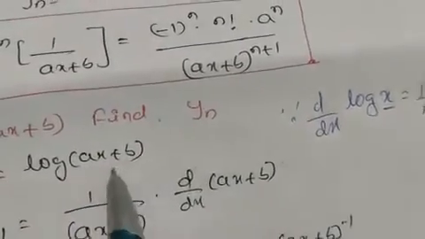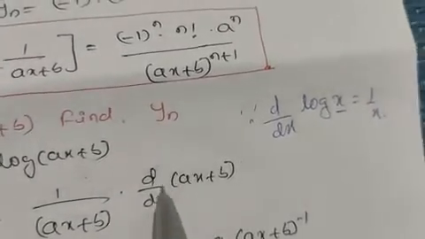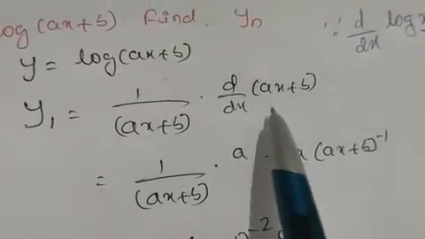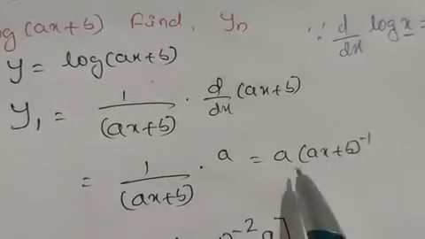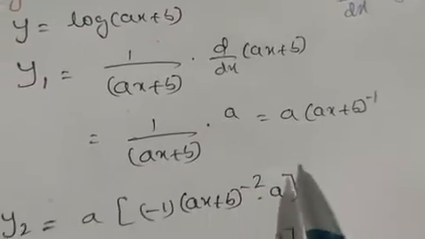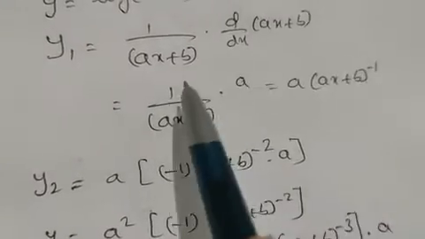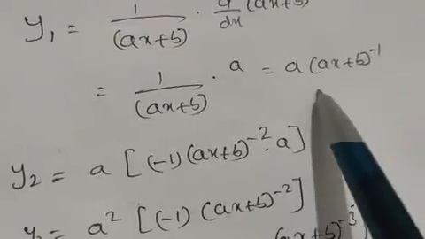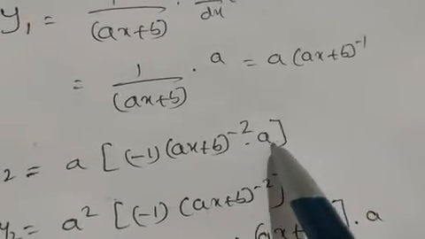Since ax plus b is not simply x, you have to differentiate it. So it is 1 divided by (ax plus b) into the derivative of ax plus b, which is a. So it is a into (ax plus b) raised to minus 1, taking it in the numerator. Differentiate this again like the previous result: a as it is, and the derivative of (ax plus b) raised to minus 1 is minus 1 into (ax plus b) raised to minus 2 into a.